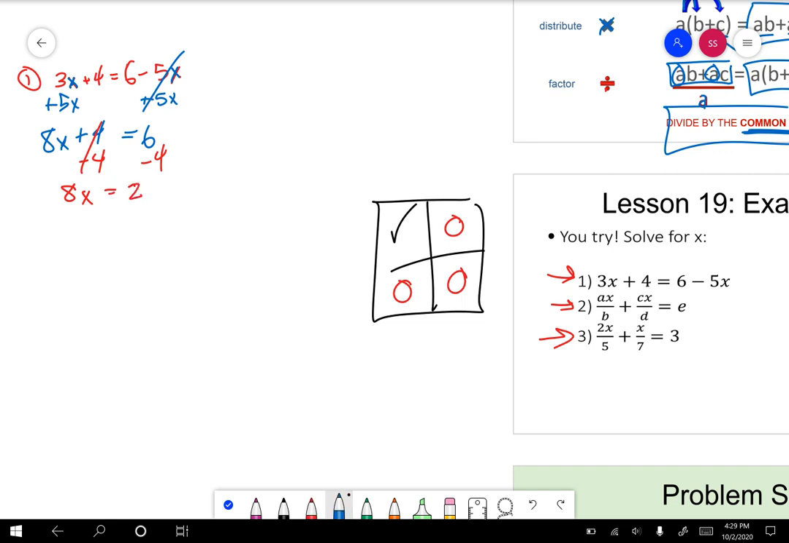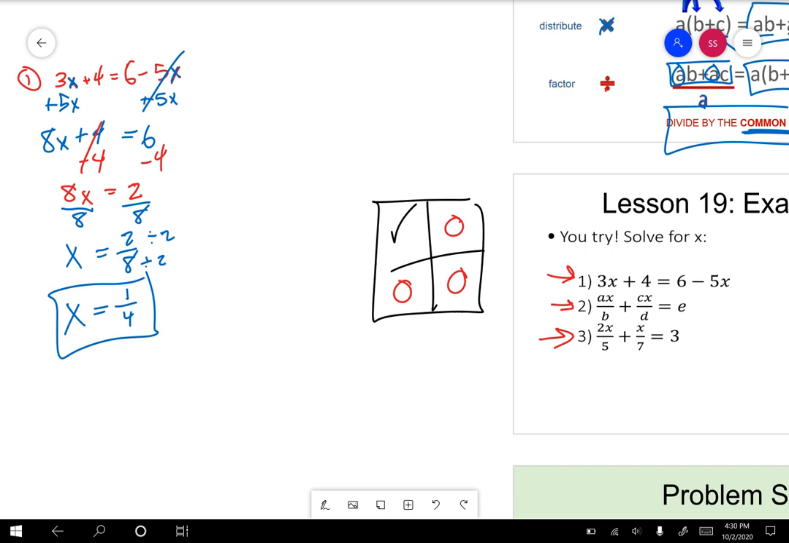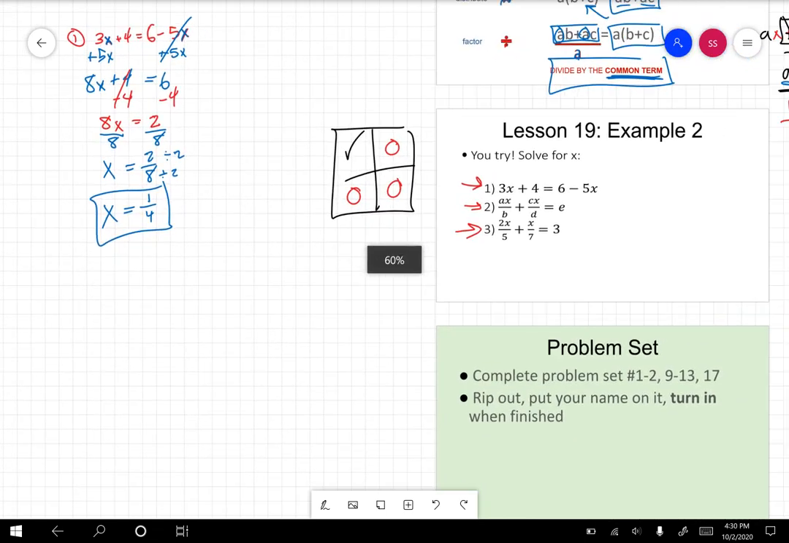From here, we still want x by itself, so we are going to divide by 8, divide by 8, and there we get x equals 2 over 8. However, we can simplify that fraction. Notice that both of those numbers can be divided by 2. So 2 divided by 2 would give us 1, and 8 divided by 2 would give us 4. So our simplified answer would be x equals 1/4. Whew. Okay. If you have questions on that one, let me know.